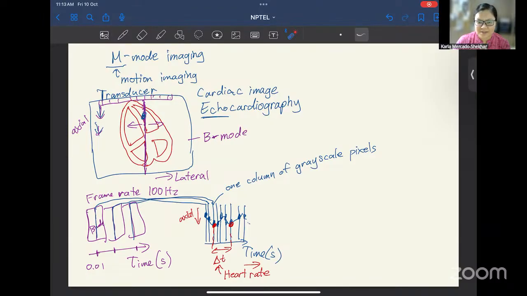And you can use it also for other applications, like how muscles move. So you can use it for skeletal muscle imaging, especially in sports or rehabilitation. Okay, so anything that moves in the body, you can use motion imaging. So that's about M mode, and I think I'll just answer one more question.